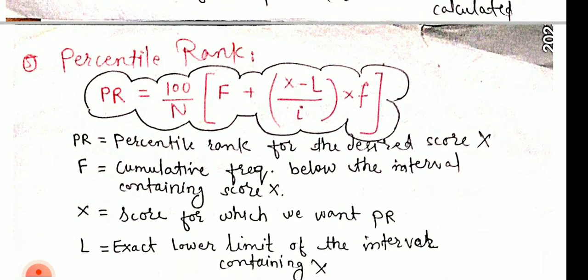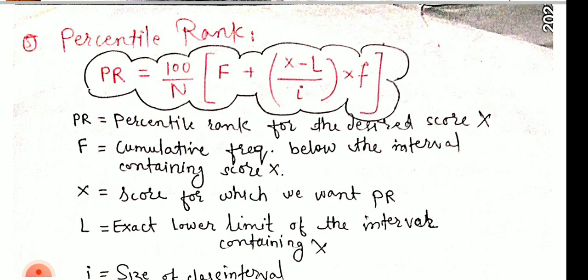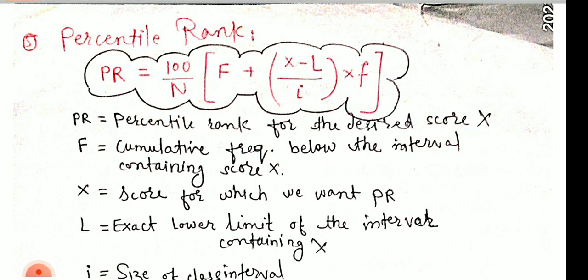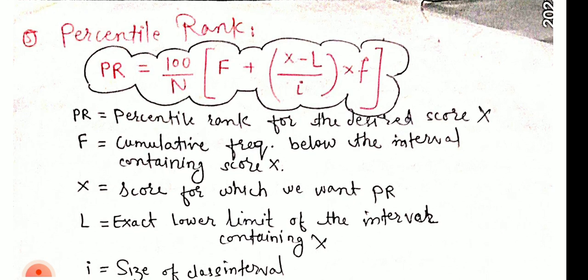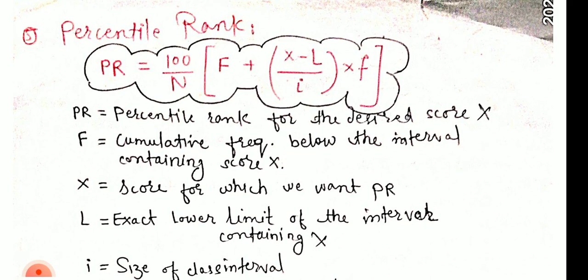Now next is the percentile rank, PR of the score X, PR of X. So PR of X is equals to 100 by N in bracket F plus X minus L by I multiplied by f. Okay, here PR is the percentile rank for the desired score X. Okay, that is to be calculated and X will be given. F, capital F, is the cumulative frequency below the interval containing score X. So here first we have to find the interval in which X lies.